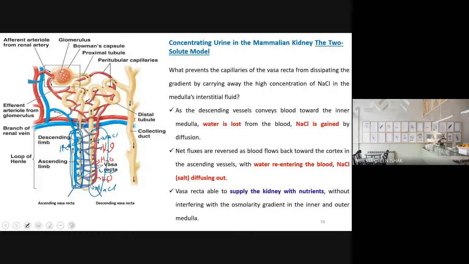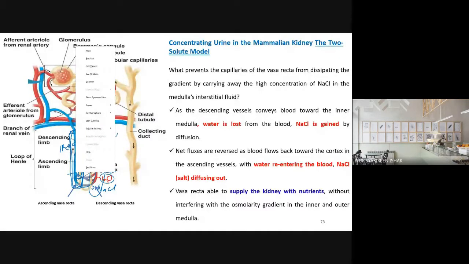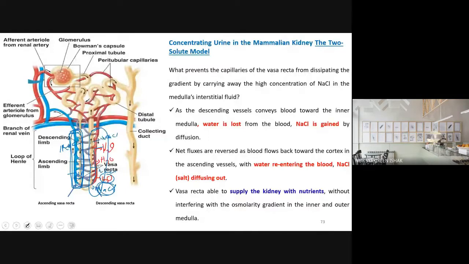Tadi air keluar daripada darah kan, ni air masuk balik dalam darah. That is reabsorption. Okay, reabsorption of water. So as water from descending leaves the filtrate and then it enters into the blood vessels, darah tadi yang mana dia ambil NaCl dekat region ni, dia akan keluarkan balik dekat region ni, NaCl. Faham ke? Okay.